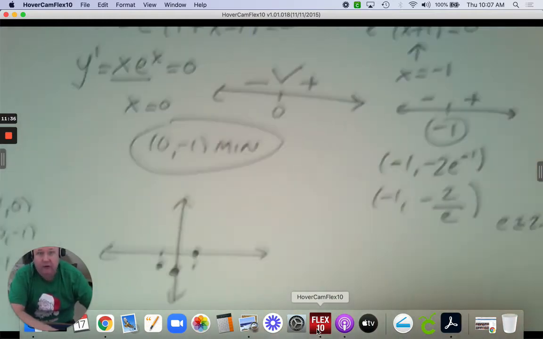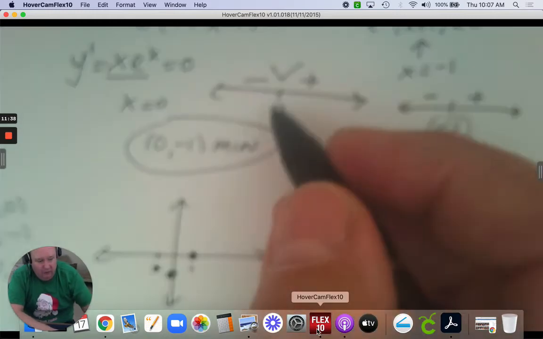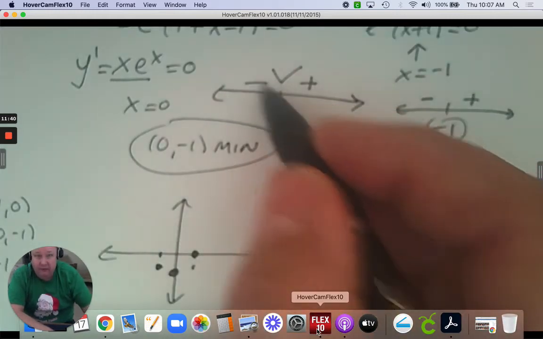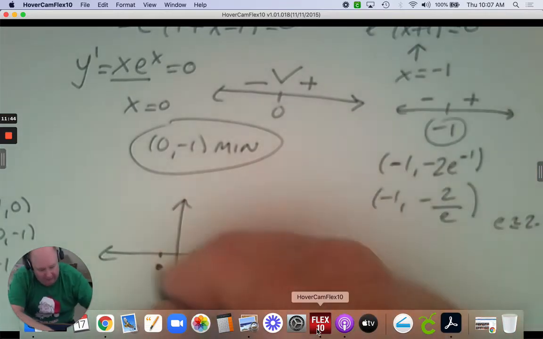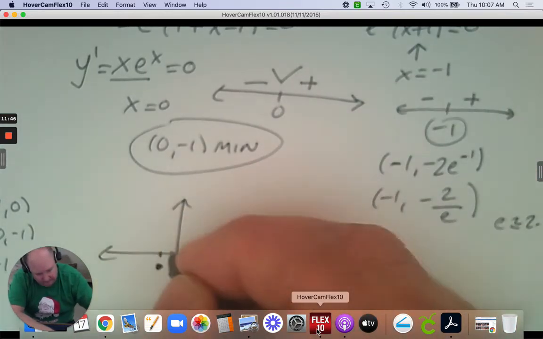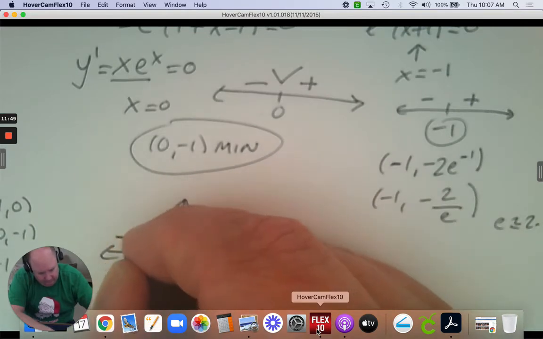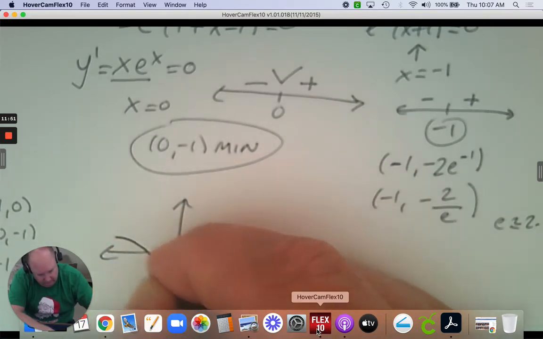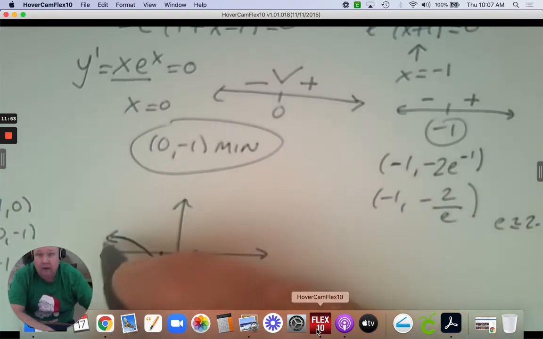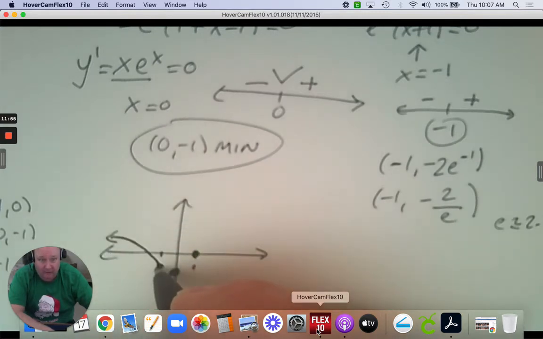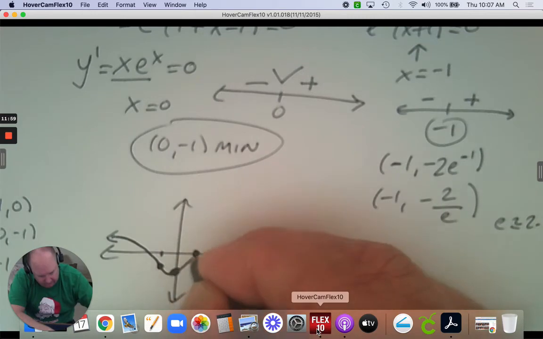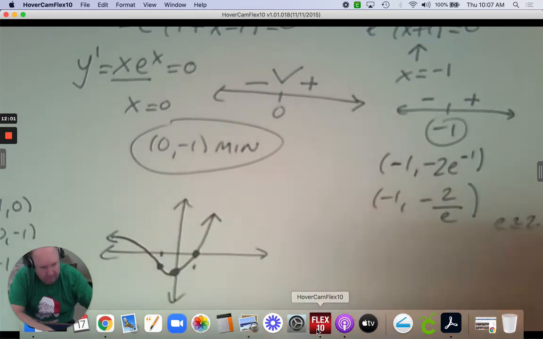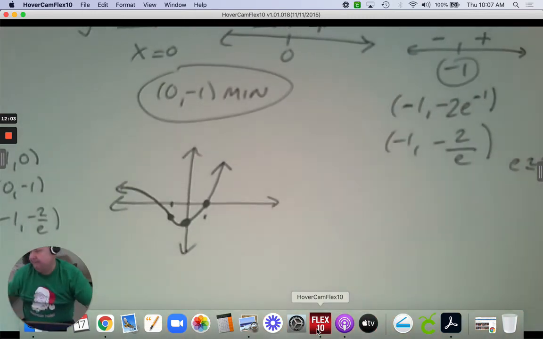So now let's follow the number lines. I know, first of all, it's decreasing and then increasing. And it's concave down to begin with. So it's decreasing, concave down. After -1, it's concave up. And we have a graph of it.